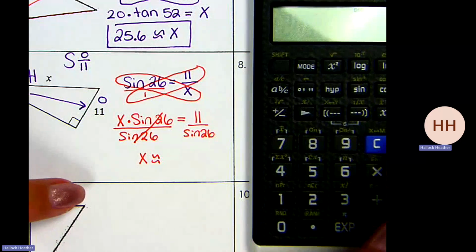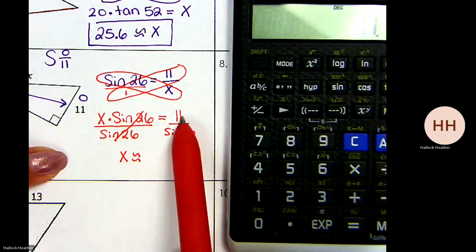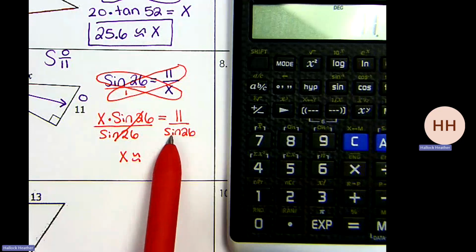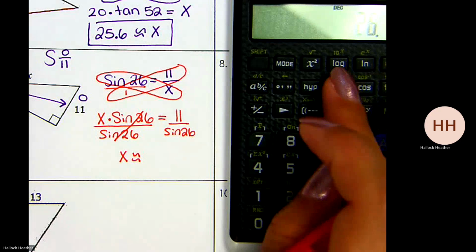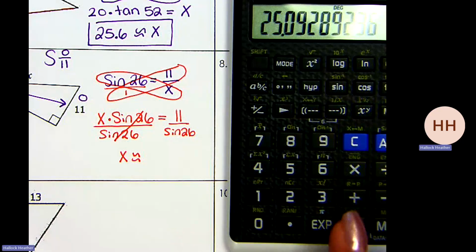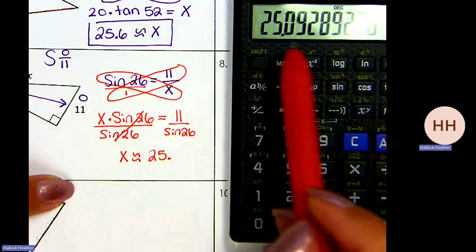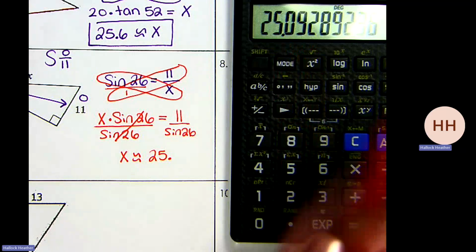In the calculator, clear it out, make sure it's clear. I'm going to do 11. A fancy fraction is just division, so divide. You can't put sine first, so I'm going to put 26 sine. And then press equals. So you get around 25 point, and since this is 0.9, I'm going to round it to 0.1.